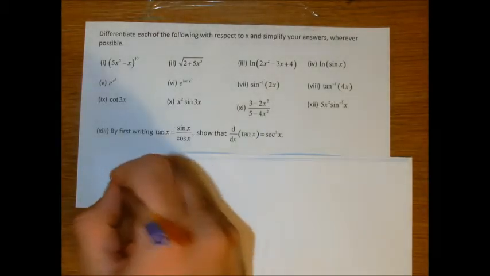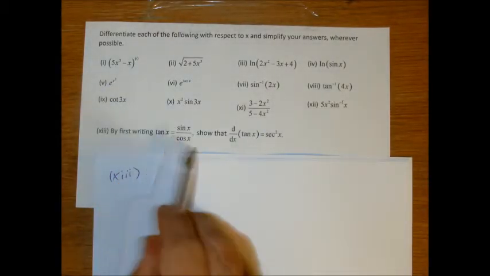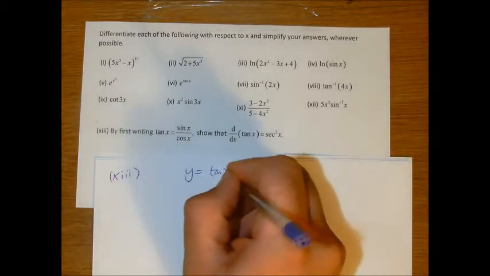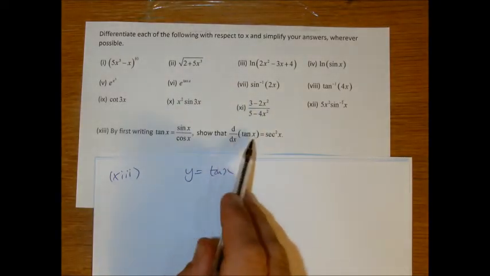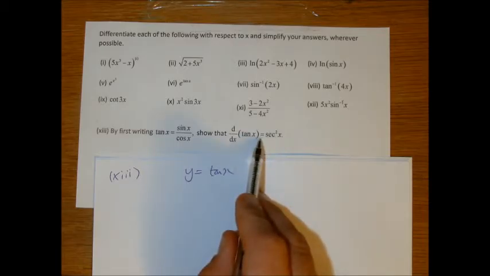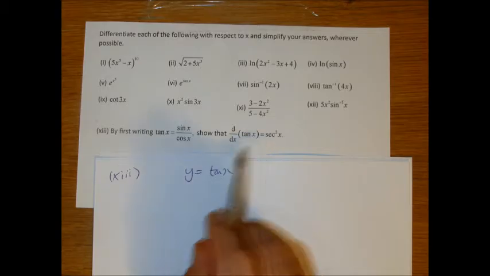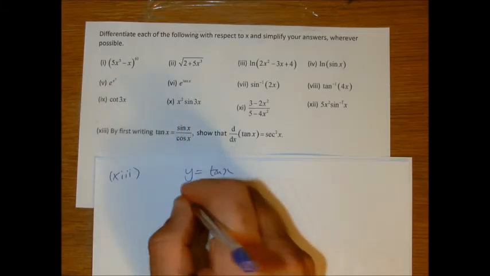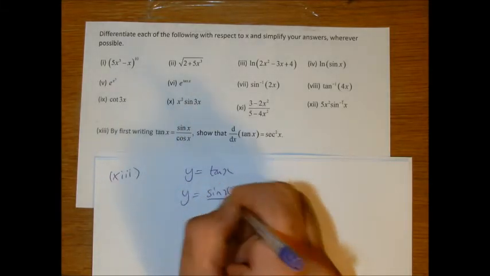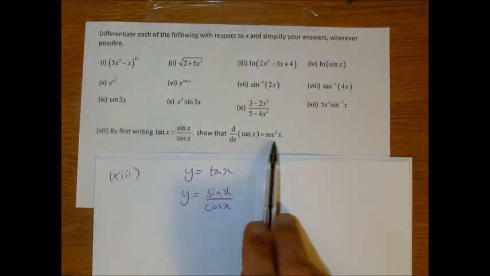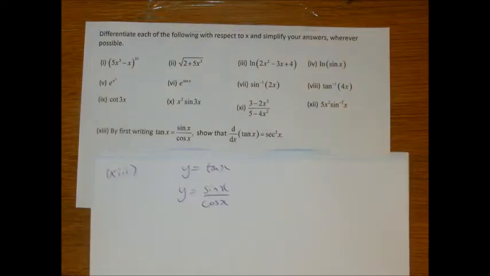question 13. I first write in tan x equals sine x over cos x. Okay, so y equals tan x. Show that d by dx of tan x is sec squared x. Now obviously this is a result that we saw earlier from the formula booklet. Okay, one that we don't need to remember, but one that gets used quite a lot. Okay, but they're telling us here to write tan x as sine x over cos x. Okay. And then we can actually prove that d by dx of tan x is sec squared x. Let's try and prove it now.